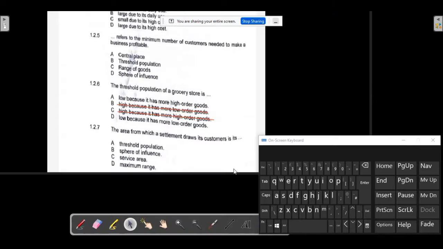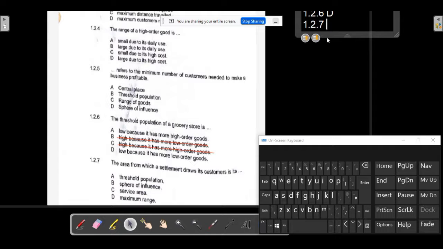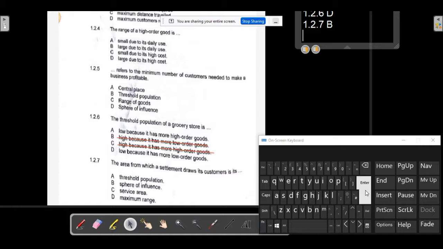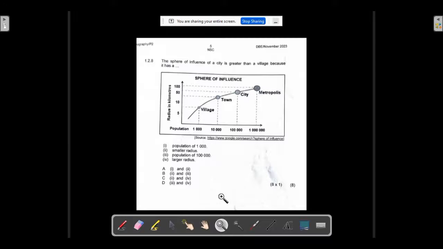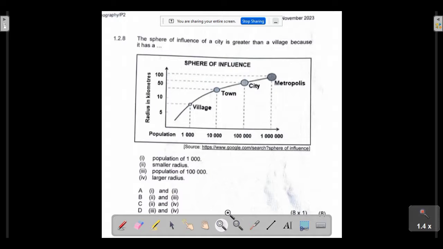1.2.7. The area from which a settlement draws its customers. Come on, that's the definition of a sphere of influence. So I won't even go through the other options. Of course we are going with B for this one. It is the sphere of influence. So for 1.2.7 we are going with B. Okay, and we move on to 1.2.8. What do we have here?